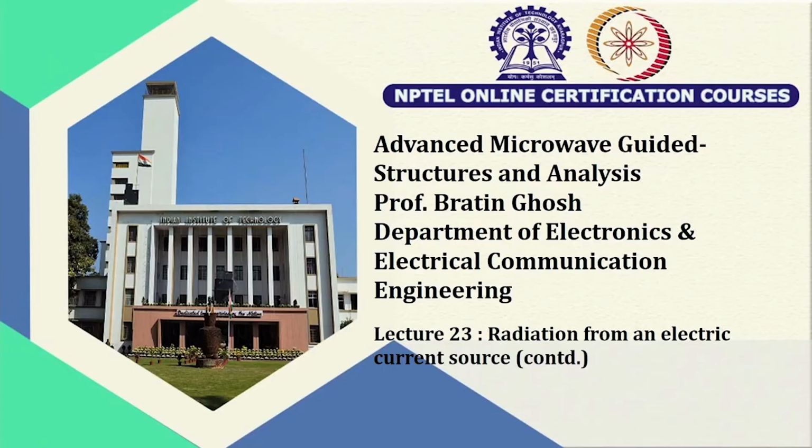Welcome to this session. We will be continuing with the radiation from an electric current source, the spherical wave components for the radiated fields. Last time we investigated the magnetic field components and we saw that both the H r, the radial component, and the elevation component, which is the H theta component of the magnetic field, are 0. The magnetic field has only an azimuthal component, or H phi.